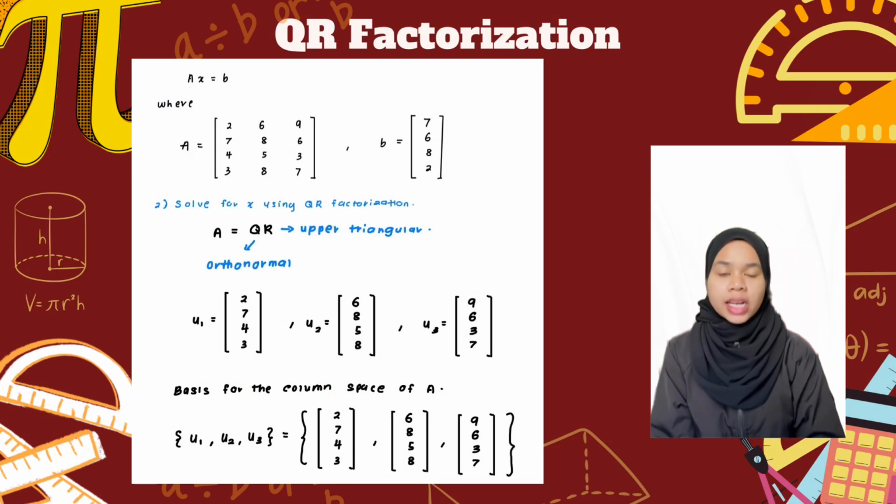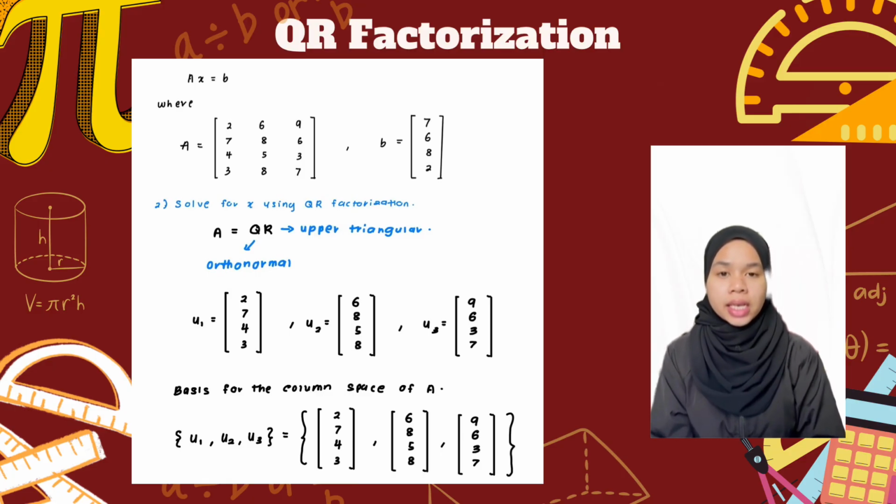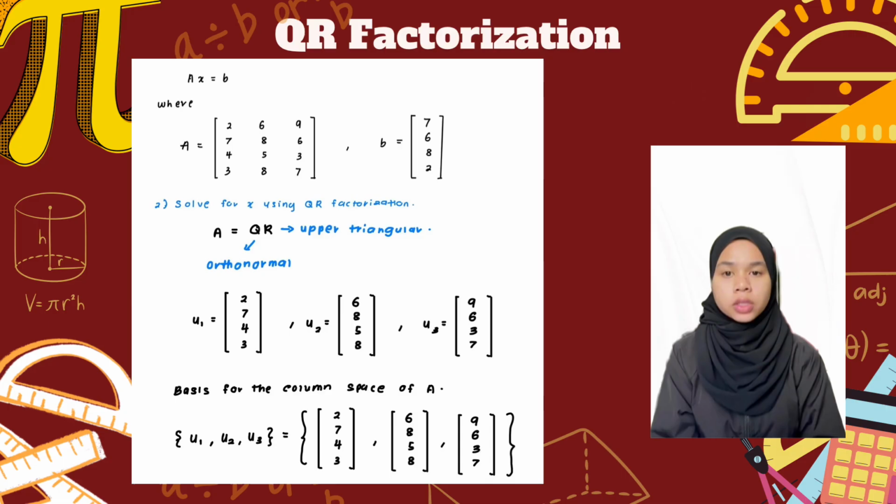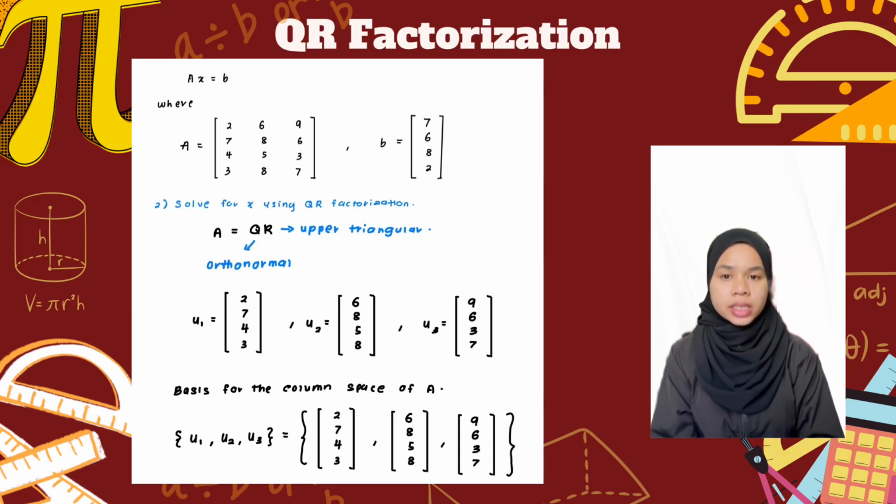My name is Nurul Anis Husna binti Zulkifli. Next, I will explain how to solve a system of linear equations AX equals B using QR factorization. This method is especially useful for solving overdetermined systems and avoids computing the matrix inverse, which improves numerical stability.